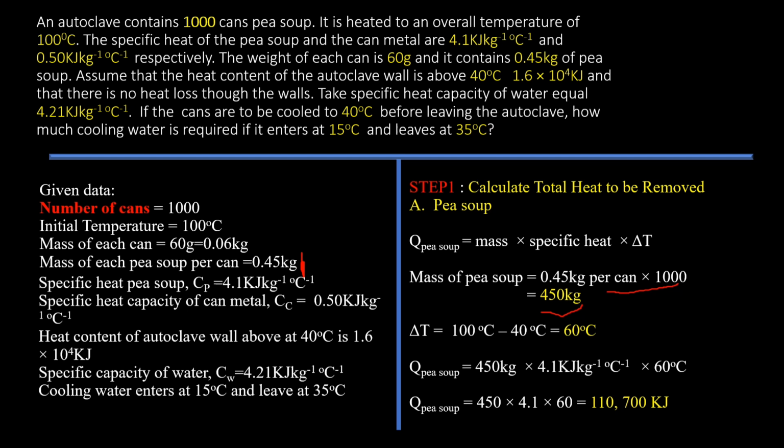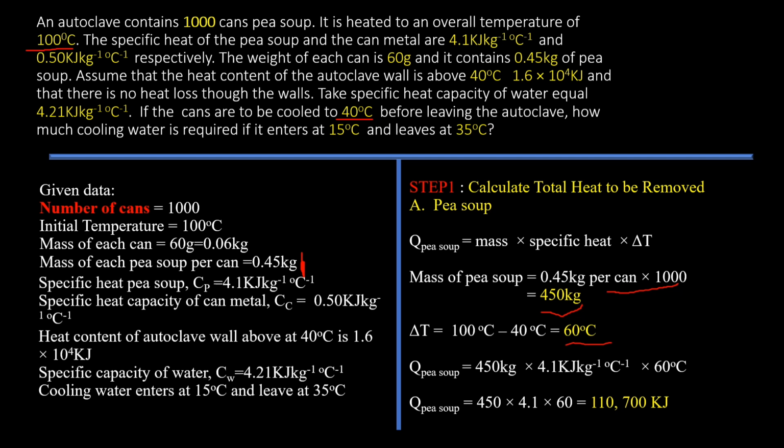Then the change in temperature. We're told that both the pea soup and the can were heated to a temperature of 100 degrees Celsius. Then at the end, we reduce the temperature to 40 degrees Celsius. So what is the change in temperature there? 100 minus 40 gives us 60. So the change in temperature is 60.